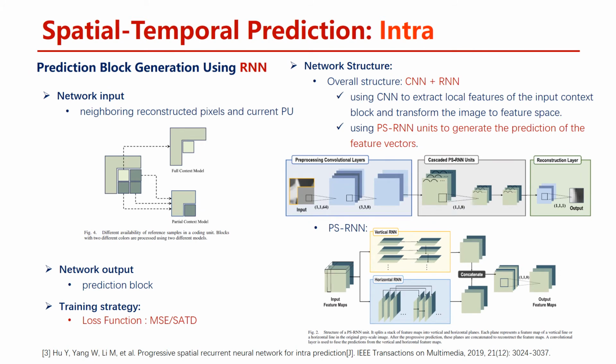Here, recurrent neural networks are proposed to generate prediction blocks for intra prediction. After feature extraction by CNN, RNN units are used to generate predictions of feature vectors. And in the training of the neural network, the energy of residues in both the spatial domain and transform domain are considered in the loss function.